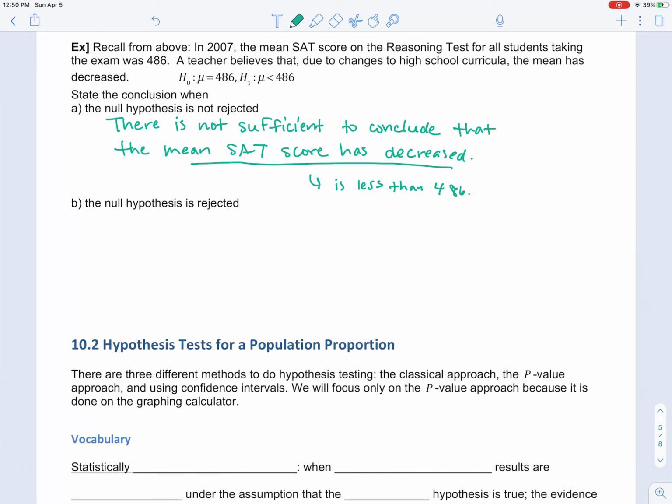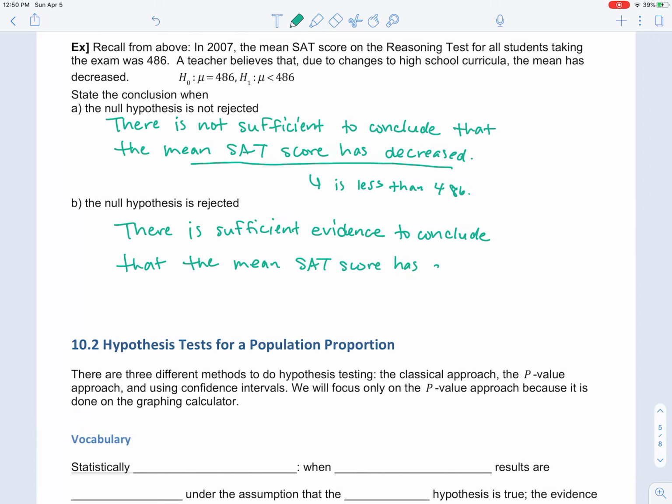Okay, so let's say that the sample evidence actually was strong and the null hypothesis was rejected. We would say there is sufficient evidence to conclude that the mean SAT score has decreased. So I'm once again reiterating the alternative hypothesis. Looks like I forgot the word evidence up here. Let me add that in.